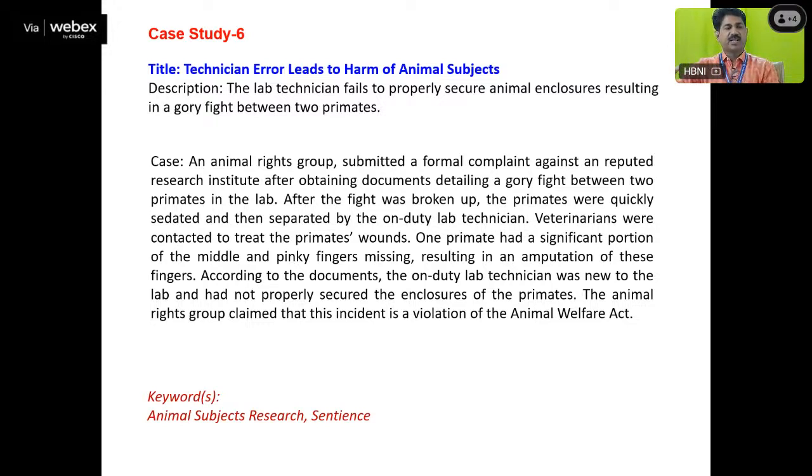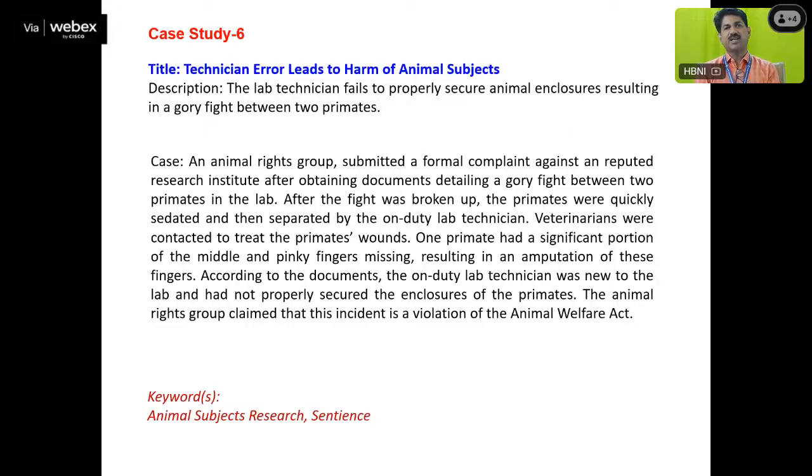The description shows that the lab technician fails to properly secure animal enclosures, resulting in a gory fight between two primates. So, in the previous class, I mentioned that whenever we conduct experiments on animals or humans, we have to be much more sensitive and much more careful, because in that case, the ethical issues will be much more, and we have to be very much empathetic towards everything. And whenever we are using animals for our experiments, we have to be equally careful. Otherwise, nowadays, the animal rights group also can raise various issues.